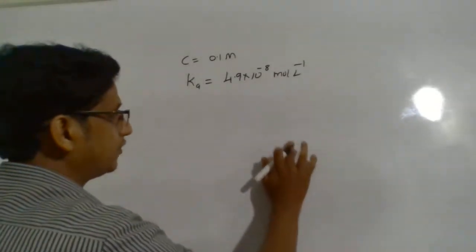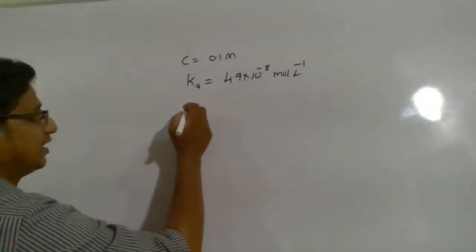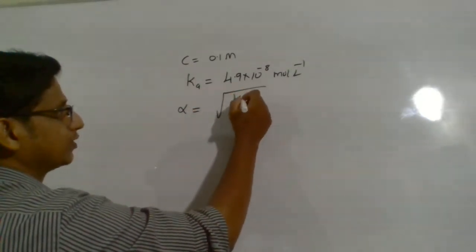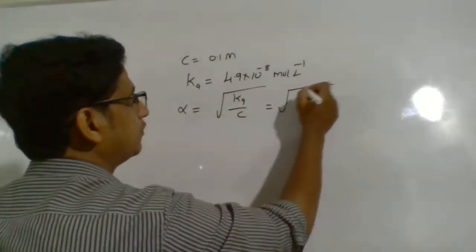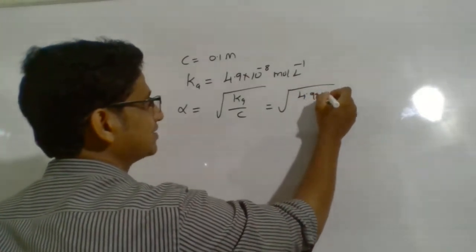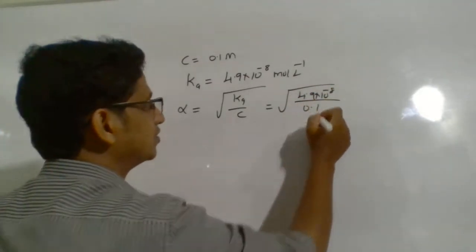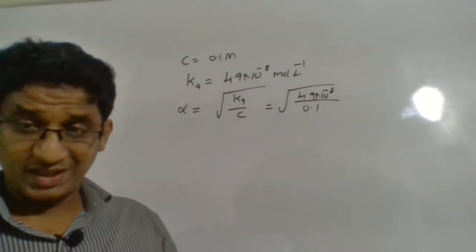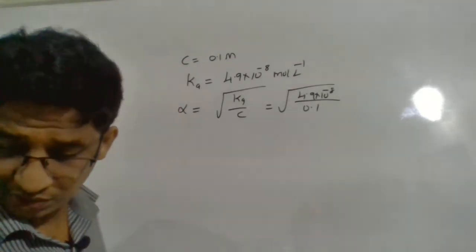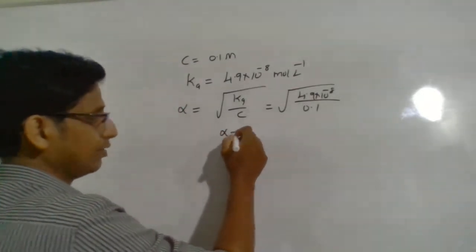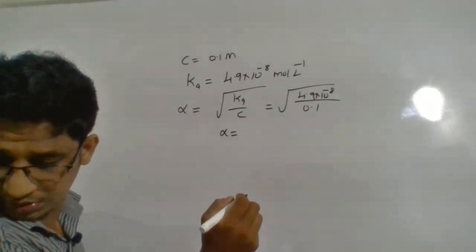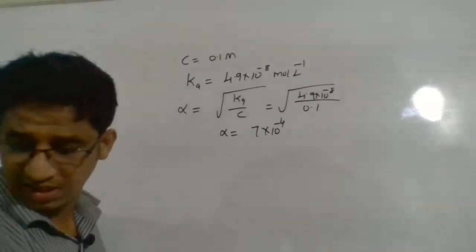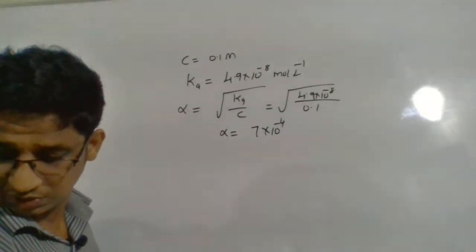So you can do the calculation the same way we did in the previous problem. You first find alpha, which will be equal to root of Ka by C, which is equal to root of 4.9 into 10 raised to minus 8 divided by C, which is 0.1. That's the way you can find alpha, the degree of dissociation, first. Alpha will come around 7 into 10 raised to minus 4. This is the degree of dissociation. So you got alpha.